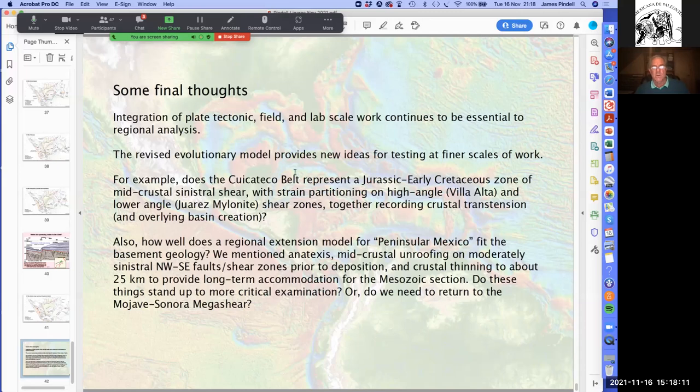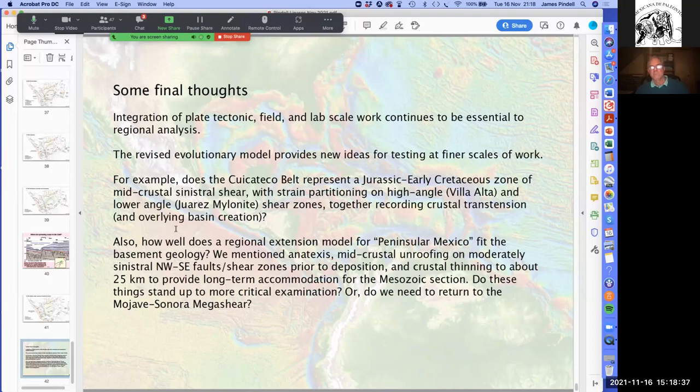Does the Quequeteco belt represent a Jurassic to early Cretaceous zone of mid-crustal sinistral shear with strain partitioning on the high angle faults? We did some more work that I didn't talk about, but this is just a proposal. This is one possible interpretation for Quequeteco. Other people need to go and see if they agree or if they have different ideas.